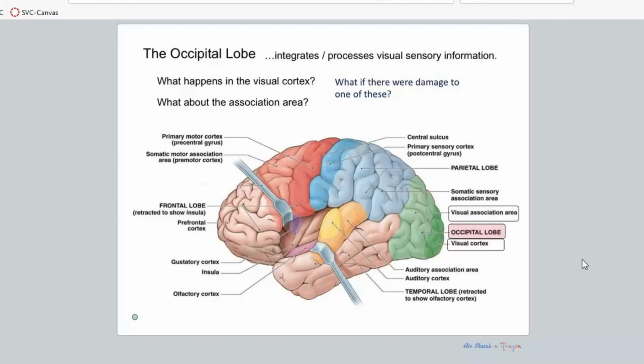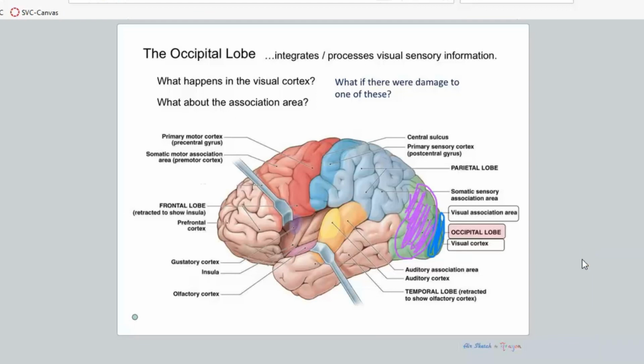Okay, that's good for the parietal lobe. And then in the back of the brain, we have the occipital lobe. And not surprisingly, we have a visual cortex, and then we have a visual association area.